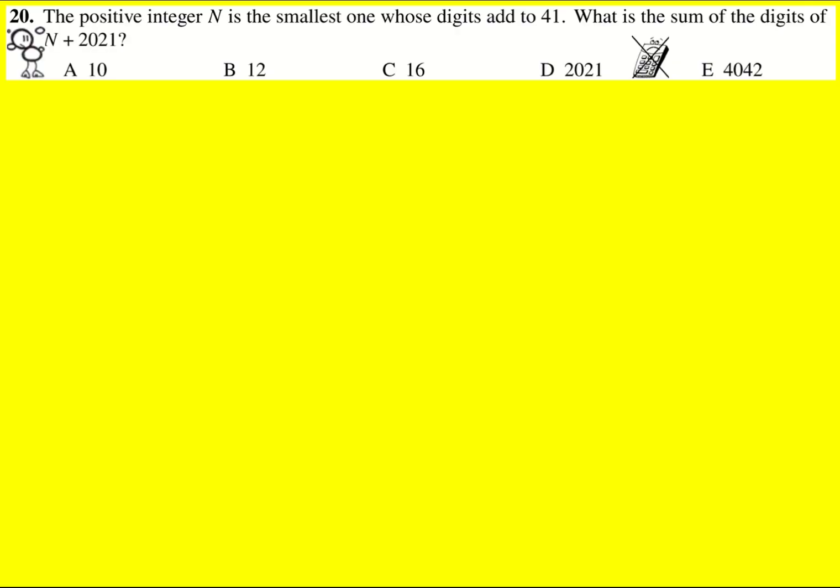Get started with this question. We want to write down the smallest integer whose digits add to 41. So clearly we don't want like 41 ones or anything like that. That number will be massive. So instead we want to use as big a digit as we can. And that means we want to start with 9.